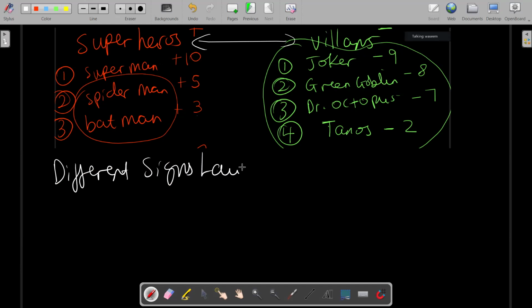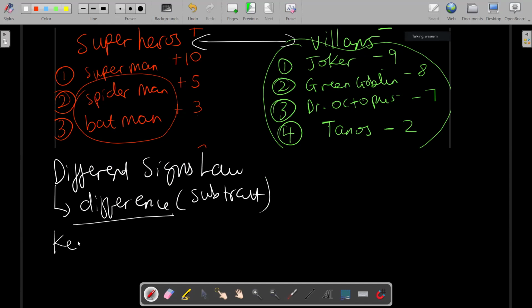The different signs law is simple. D is for different signs, D is to find the difference. Difference means to subtract or take away. When you use the different signs law, you find the difference, or subtract, and you keep the bigger sign. Instead of bigger, I use the word heavier. Keep the heavier sign, or keep the winning sign. Let me give you an example.